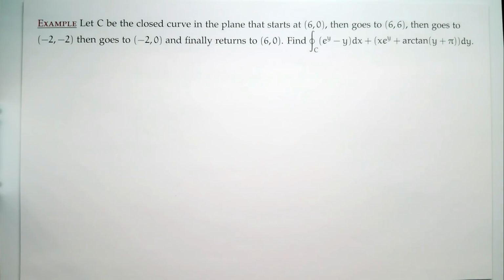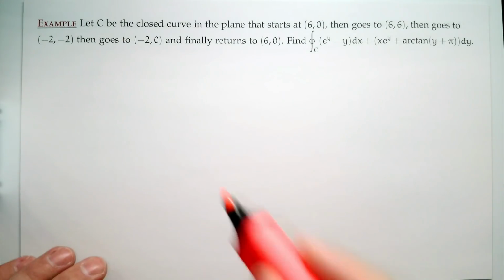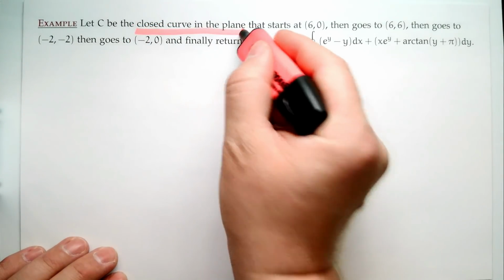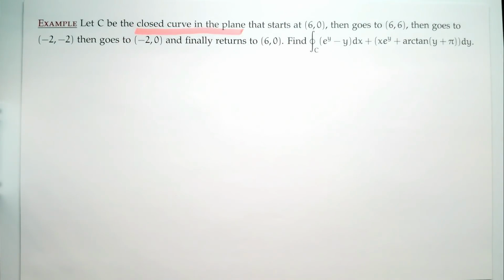Let C be the closed curve in the plane that starts at 6, 0, then goes to 6, 6, then goes to negative 2, negative 2, then goes to negative 2, 0, and finally returns to 6, 0. Now there's a hint before we even start about what kind of problem this is. Because we see this expression, closed curve in the plane. And when you see that, well, we're in the plane, we have a closed curve. That says Green's theorem. So we're thinking Green's theorem before we even start this problem.